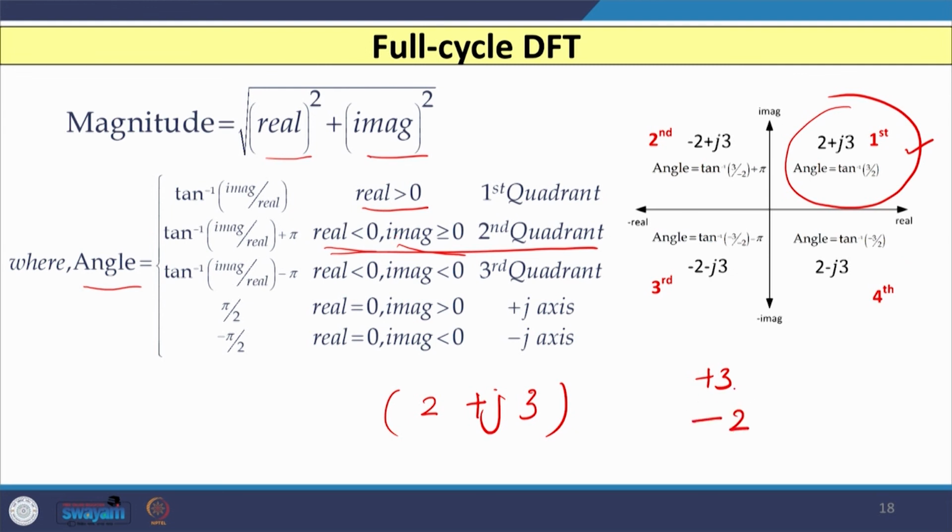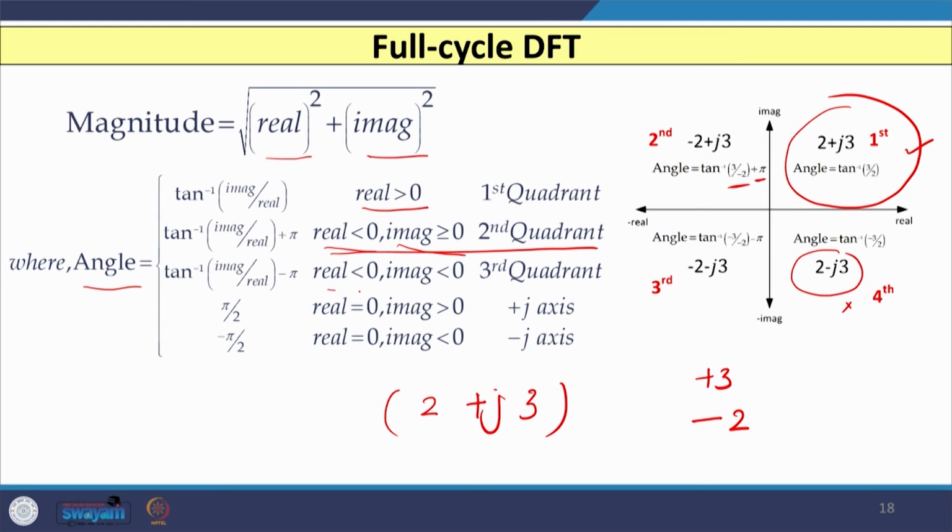So, if you take tan inverse of plus 3 by minus 2, then the angle obtained is the same as the angle you obtain when your value is 2 minus j3. So, in this case tan inverse of minus 3 by 2 and tan inverse of 3 divided by minus 2 both give you the same angle, and it will fall in the fourth quadrant. So, to actually put it into the second quadrant, you have to add plus pi. This is very important.